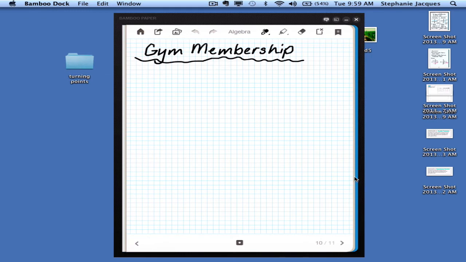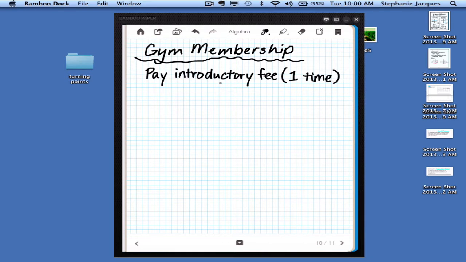So Mrs. Jakes loves working out. She loves going to the gym. And she looked at different gym memberships. And she found this one place, and you had to pay a certain amount, like pay an introductory fee. And this was just a one-time fee. So it was like a deposit. Didn't have to pay it ever again. And the introductory fee was $50. So $50 in order just to start my membership.